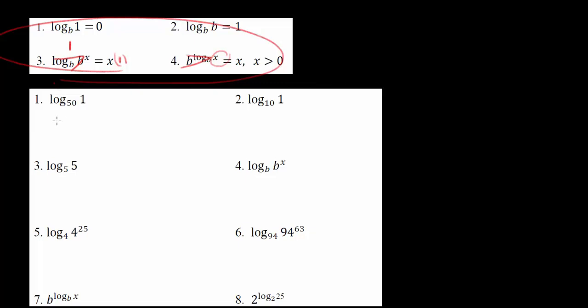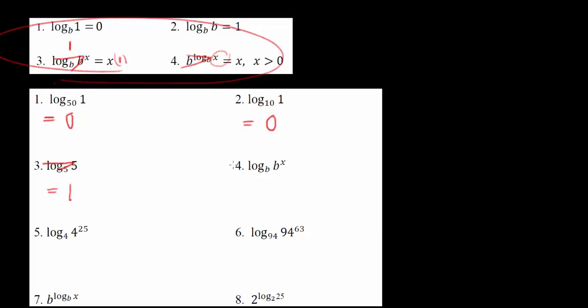In example 1, you have a log of 1 base 50, and I told you when we have a logarithm of 1, it's equal to 0. Same thing in example number 2, the logarithm of 1 base 10. And then in example number 3, we have the logarithm of 5 base 5, and those just go away and give us 1.